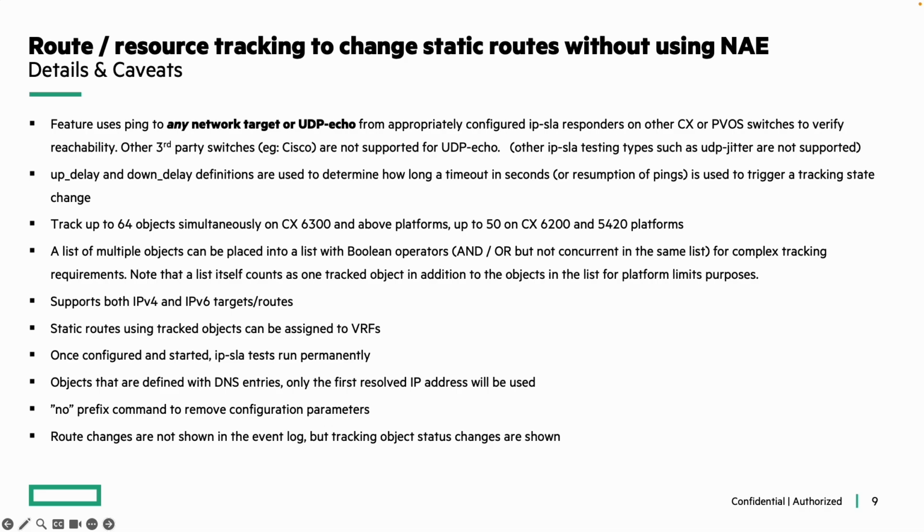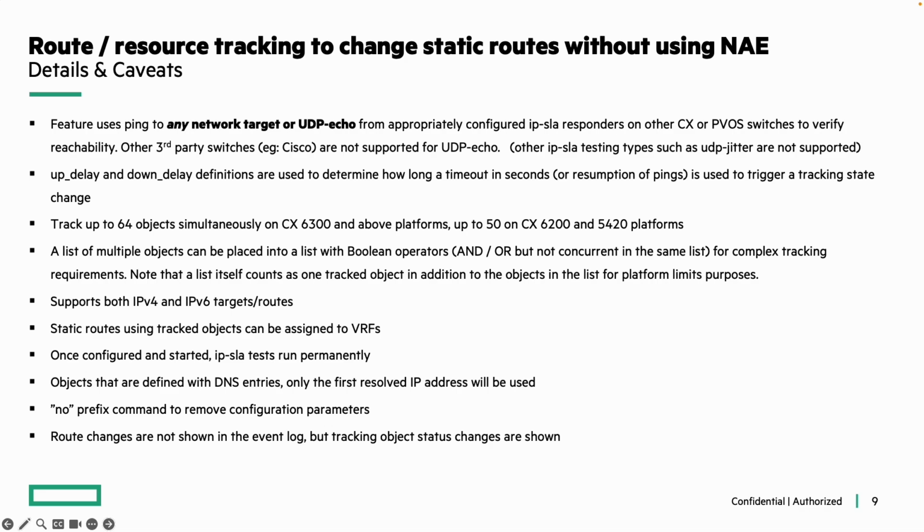As previously mentioned, objects can be placed into Boolean AND or Boolean OR lists to create complex tracking capabilities. A list is also counted as a tracking object in addition to the objects it is constructed of. Static routes can be IPv4 or IPv6, and both the routes and tracking objects can be assigned to different VRFs, noting the platform object tracking limits are per system and not per VRF.